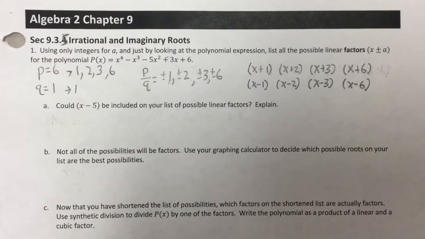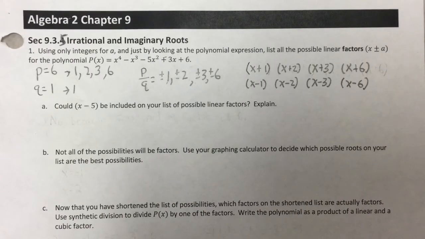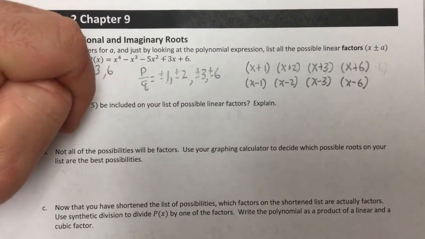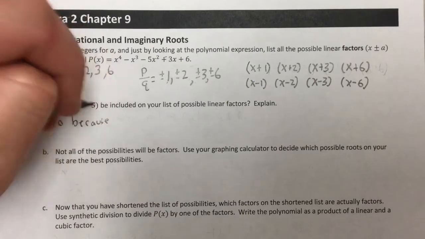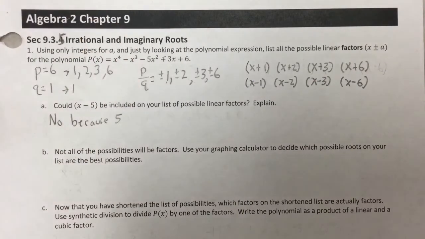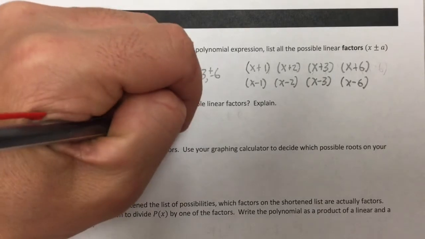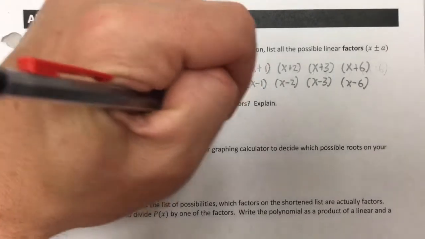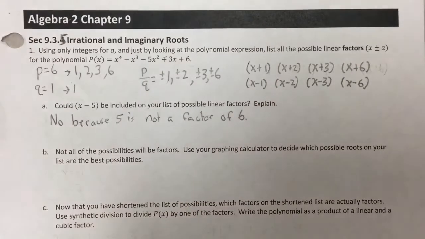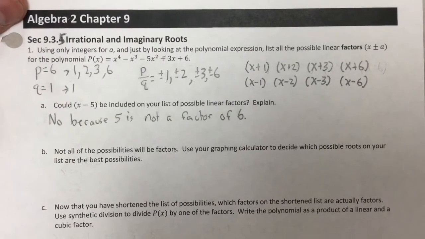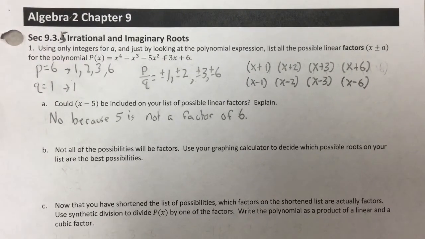All right, now it says, could x minus 5 be included on your list of possible linear factors? Well, if we look here, it's not on our list, so no. And the reason is because 5 is not a factor of 6. Remember, we got these by doing the p's divided by q's, and the p is 6. 5 is not a factor of 6, so it's not possible to have that as a factor.